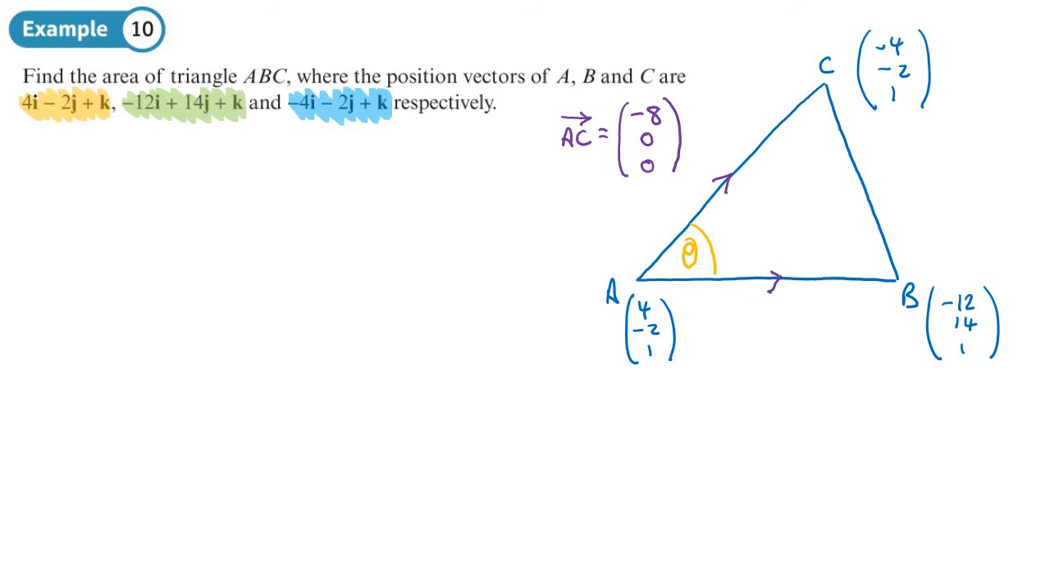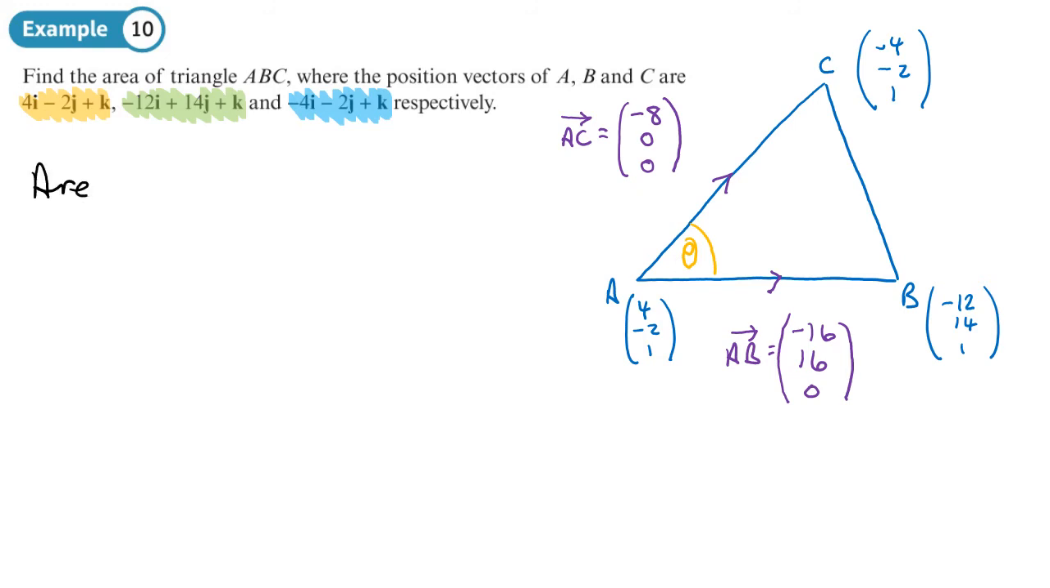Okay, we'll do the same over here. We're going to work out what the vector AB is. So what's the jump from 4 to minus 12? Well, that goes down by 16. Then a jump from minus 2 to 14, that goes up by 16. And then the jump from 1 to 1, that's 0. Right, so these are going to represent the vectors A and B when we work out the area.